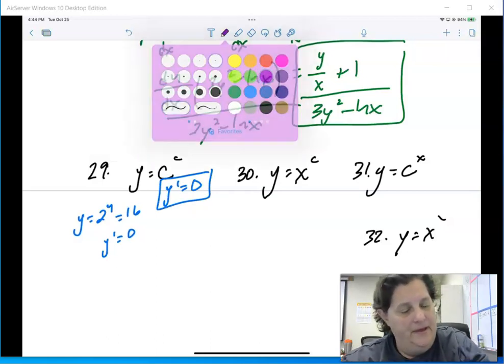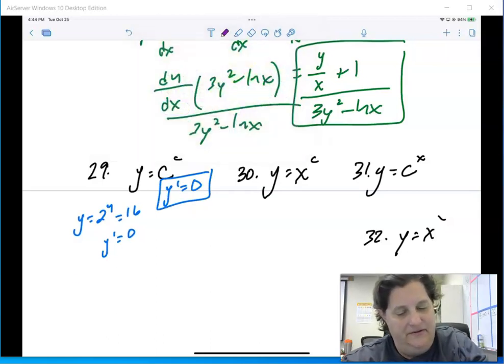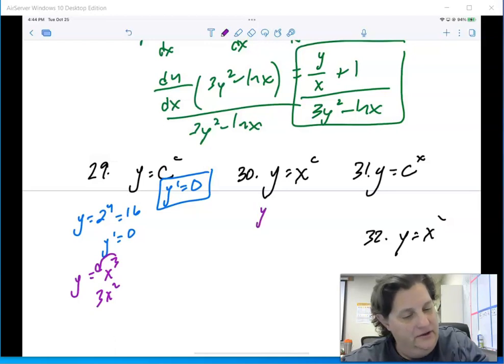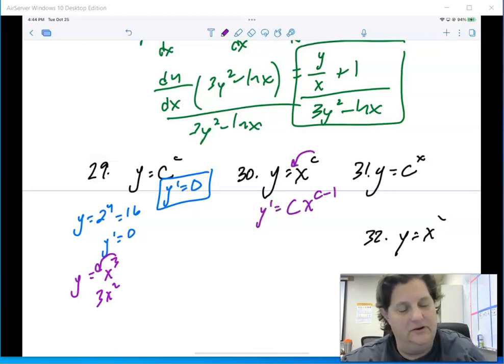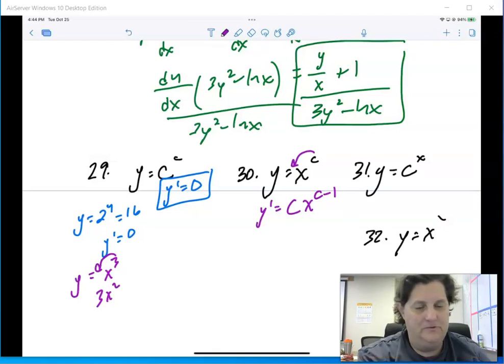All right. X to a constant. Let's think of an example for that. That would be like x to the 3rd. What's the derivative? 3x squared. So x to a constant is constant x to the constant minus 1. So we got that one.